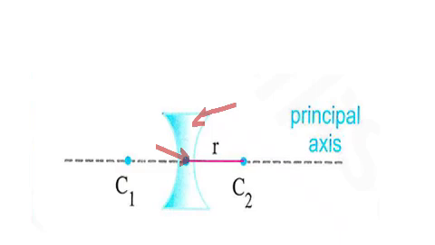And as we know, this is a straight line, and this straight line joins two centers and the optical center. The line passes through the two centers of curvature and the optical center. That's why we call it the principal axis.